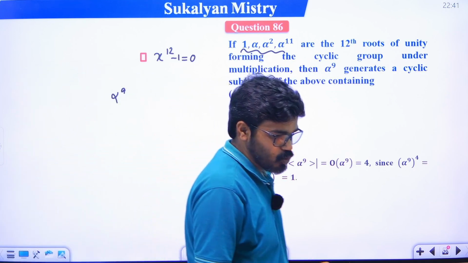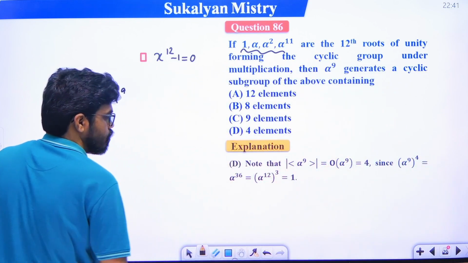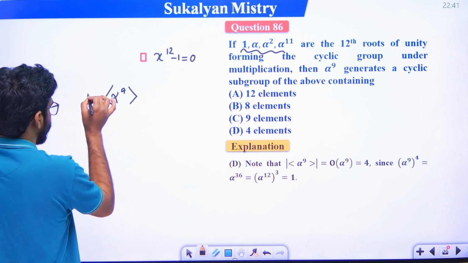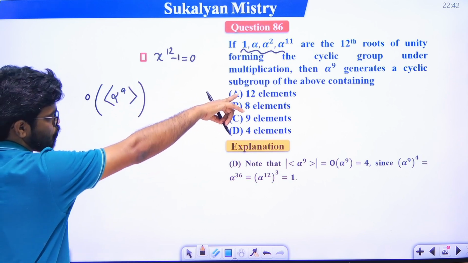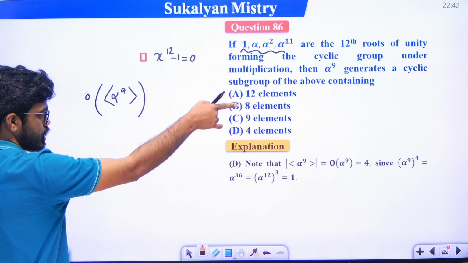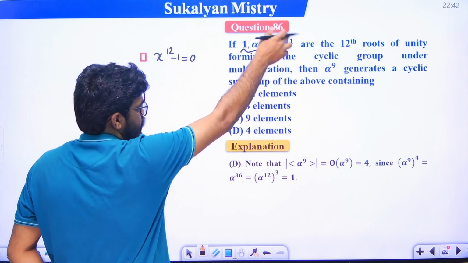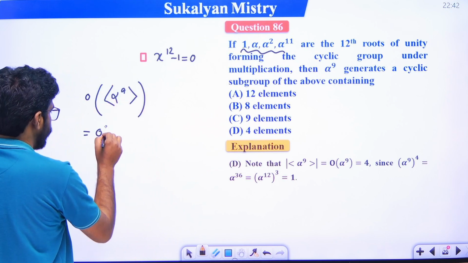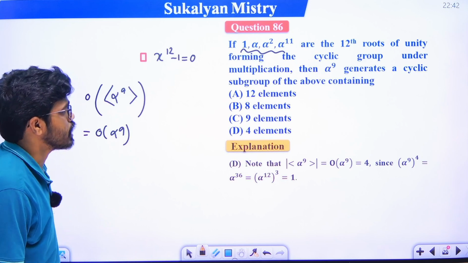That means basically we have to calculate the order of alpha to the power 9, the element that generates this cyclic subgroup. So we have to calculate the order of alpha to the power 9.